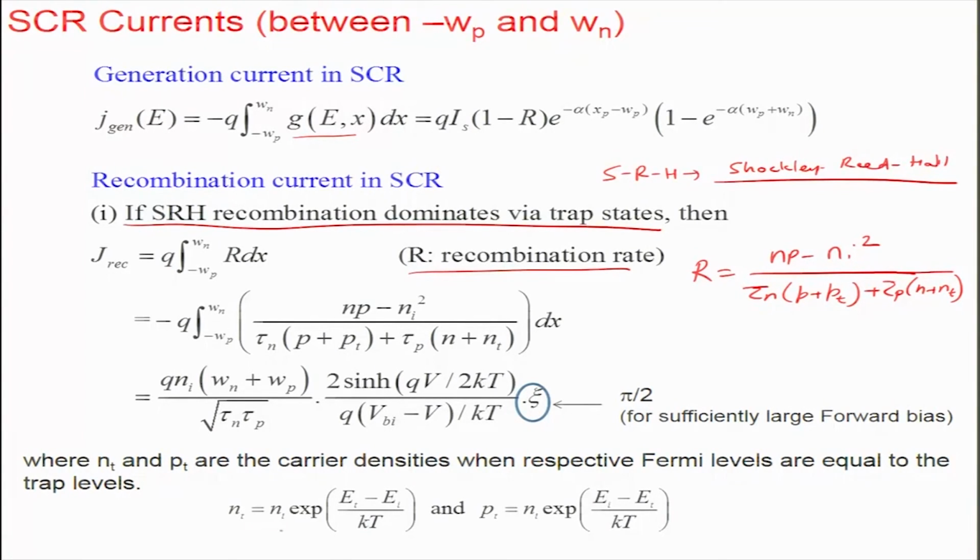Nt is again a similar expression: Nt is equal to ni exponential of (Et minus Ei) divided by kT, and this is (Ei minus Et) by kT. So similar to electron and hole concentration in an n-type semiconductor, you calculate the electron and hole concentration with respect to the trap.